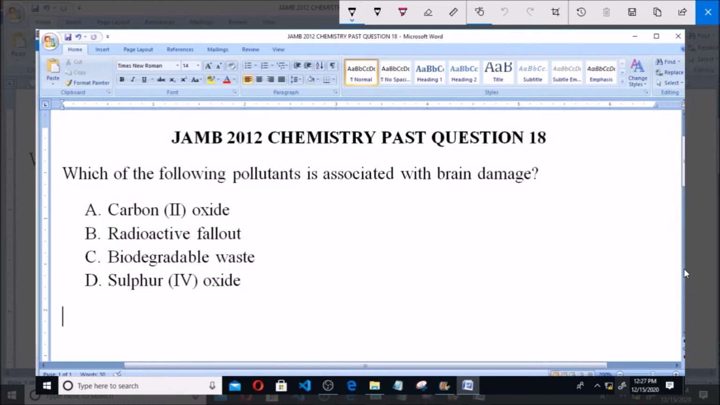Which of the following pollutants is associated with brain damage? Now, pollutant simply refers to those harmful substances that cause pollution. Substances that cause pollution are referred to as pollutants. Now, the question is asking us for the pollutant that results in brain damage.